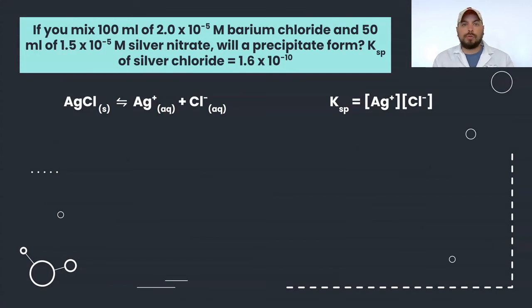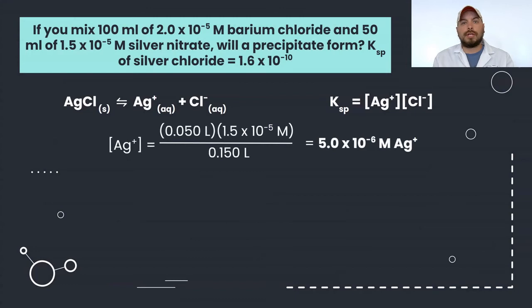And in order to solve for my Q, I'm going to multiply the concentration of silver times the concentration of chloride. That means I need the concentration of silver and I need the concentration of chloride. The concentration of silver is going to equal the volume of silver ions that I added times their concentration divided by the total volume. Total volume is now 150 milliliters. So after the dilution, what I have here is a total molarity of 5.0 times 10 to the negative 6 moles per liter of silver.